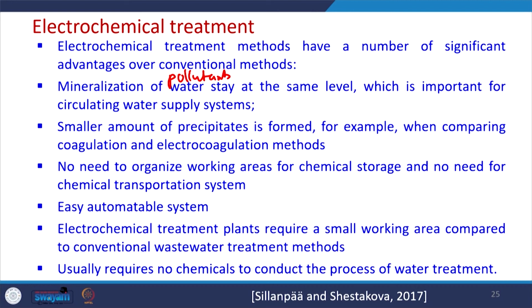If we are using electrocoagulation, a smaller amount of precipitate is formed when comparing coagulation and electrocoagulation, because here we can control the in situ generation of coagulants. That helps in reducing the amount of sludge formed as compared to the traditional coagulation method. There is no need to organize a working area for chemical storage, no need for a chemical transportation system etc. in the electrocoagulation method, and they are easily automatable systems.